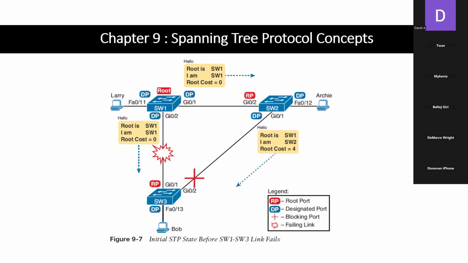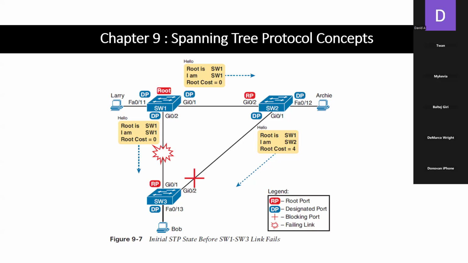When spanning tree finally converges, after going through all of its selection process, a switch chooses new port roles and new port states. And those port roles determine the port state. I'm going to say it again. The port role determines the port state. You will need to remember this for the exam.